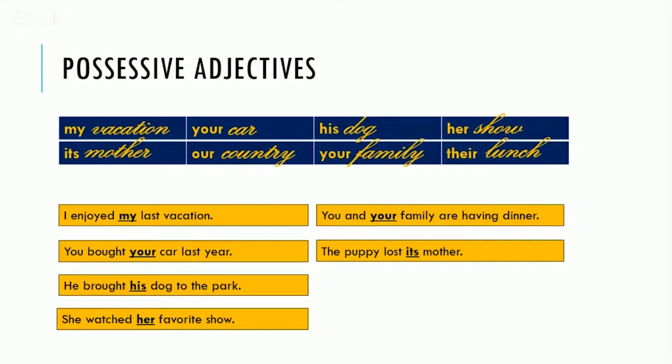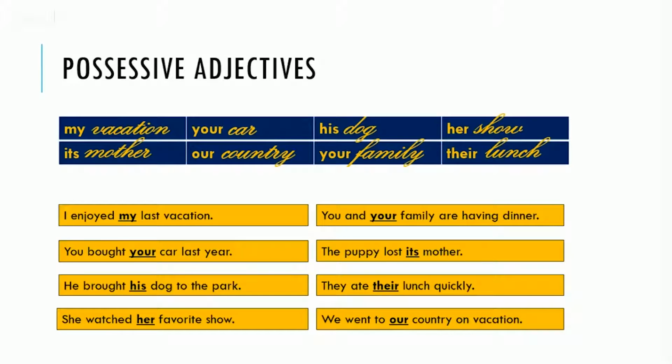Okay, let's look at two more examples. Oh, you're welcome. All right, so we have, excuse me, they ate their lunch quickly. Whose lunch? Well, it's their lunch. They ate their lunch. It belongs to them. That's why it's they ate their lunch. We have the last one. We went to our country on vacation. Well, nosotros went to, ¿de quién es el país? Bueno, es nuestro país. Our country. We went to our country.